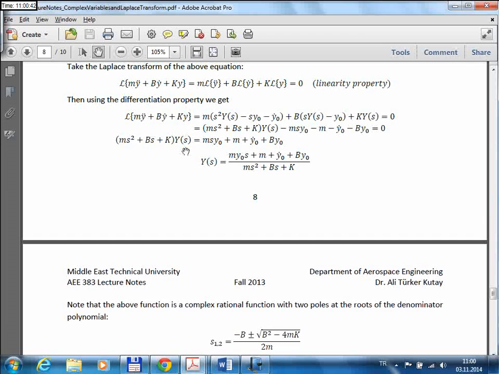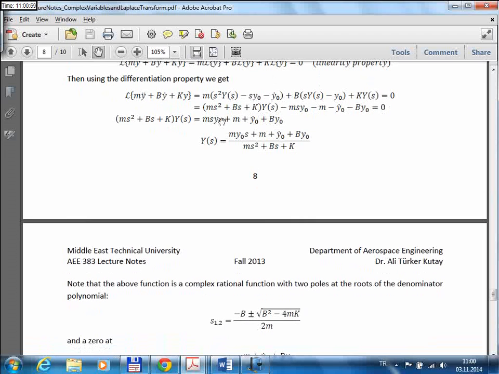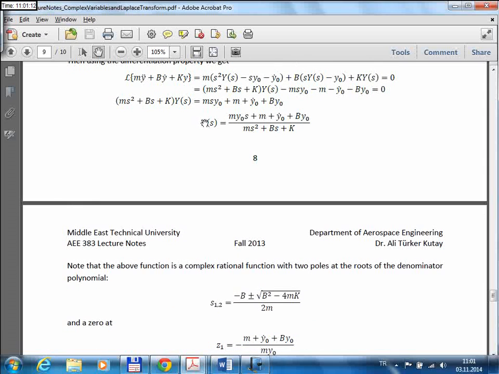So I collect all the Y(s) terms on the left hand side, and on the right hand side I have all these terms which are all constant numbers except this s here, right? m is a constant number, y0 is the initial condition, y0 dot is the initial speed, and there is no function of Y term on the right hand side. Okay, and then finally I can find Y(s) as in this relation. So Y(s) becomes all these terms on the right hand side divided by these parentheses.